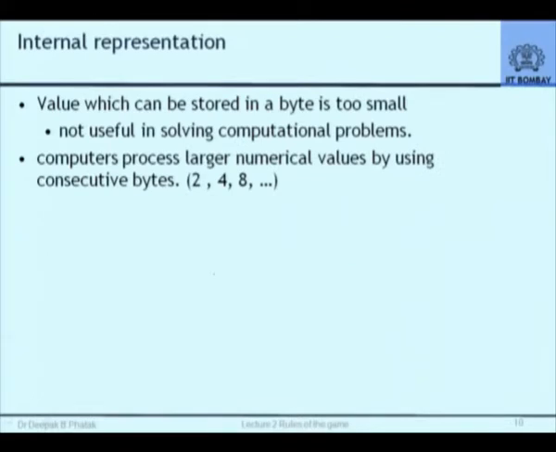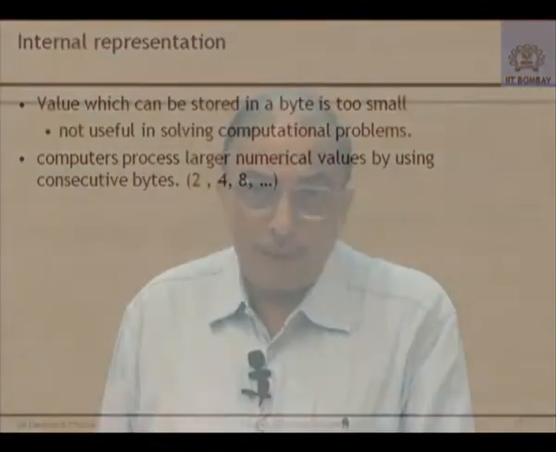Now this is an obvious observation. 1 byte is too small. I mean, I will be doing scientific and engineering computations and I will require to represent very large numbers. Not only that, I will require to represent fractional numbers, negative numbers. The kind of mundane representation that I saw does not even permit me to store negative numbers. So I'll have to do something about it. What are computers capable of doing?